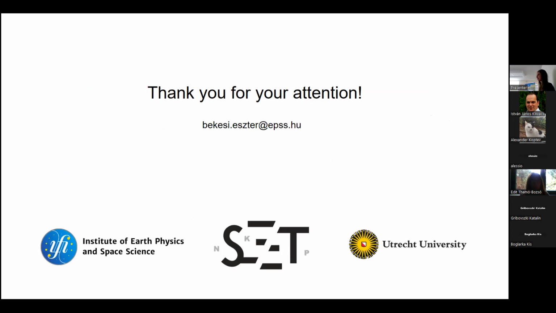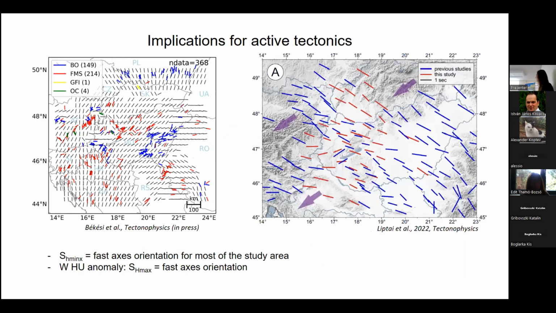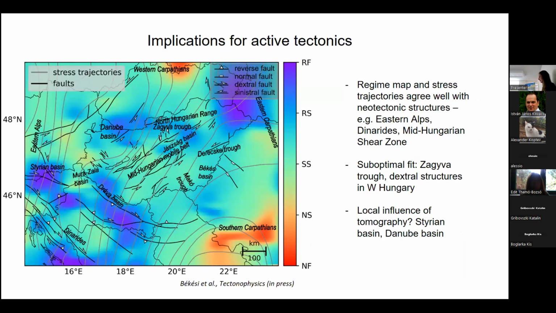Thanks for a very interesting presentation. Important topic, not only for geodynamics, as you mentioned, but also for geo-energy. Could we go back to this map where you show the regime? Basically, the blue area in the Ukrainian Carpathians, how well is that constrained? That's one question. And I have a question also on the Styrian Basin, which also, as you mentioned, shows reverse faulting.